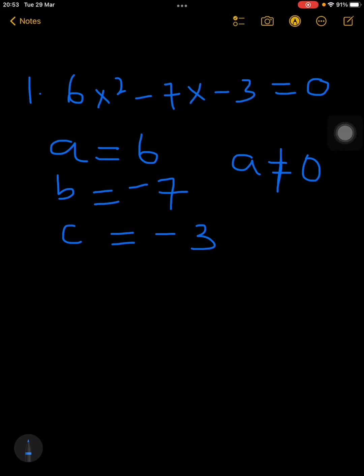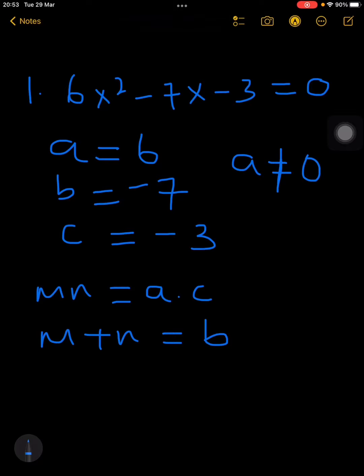Using the factorization method, this is how we proceed. You ask yourself, which two numbers, let's say m and n, when I multiply them, I should get the value of a multiplied by c. And the same numbers, m and n, when I add them, I should get the value of b.